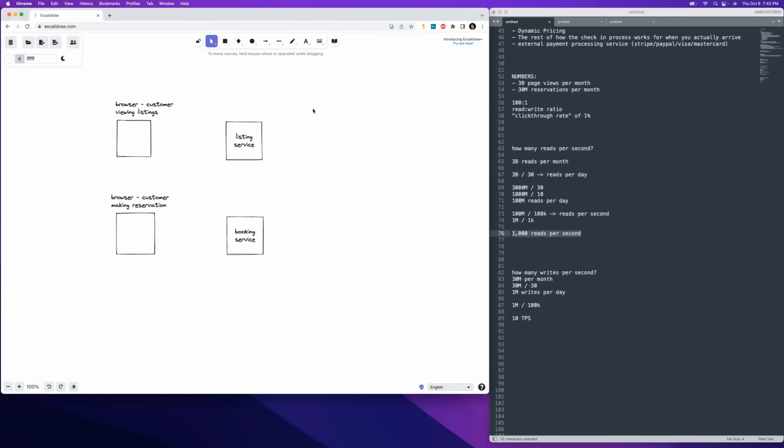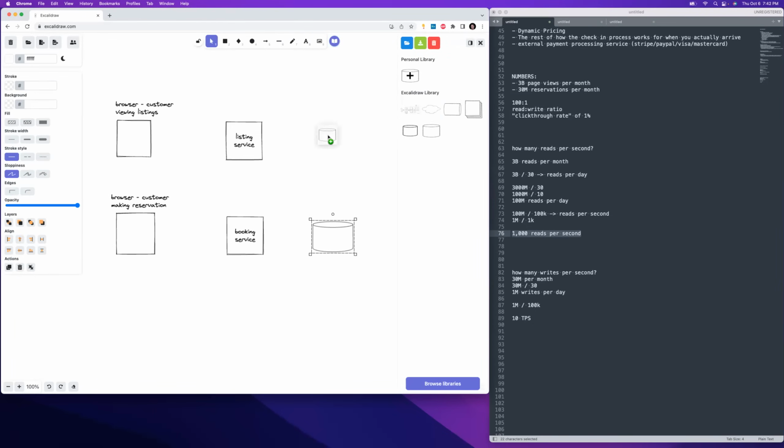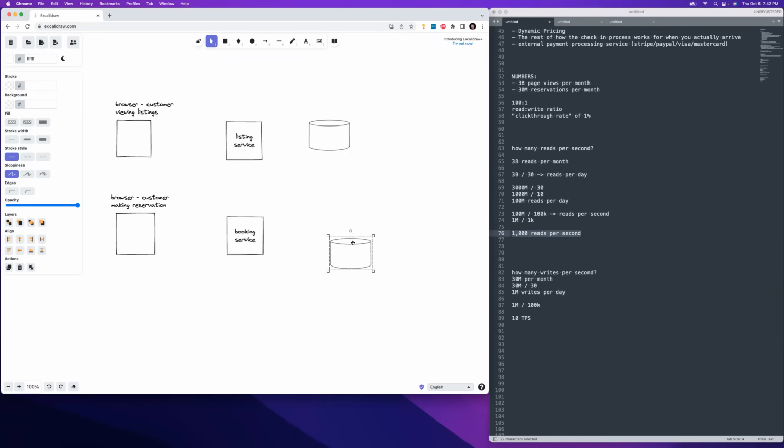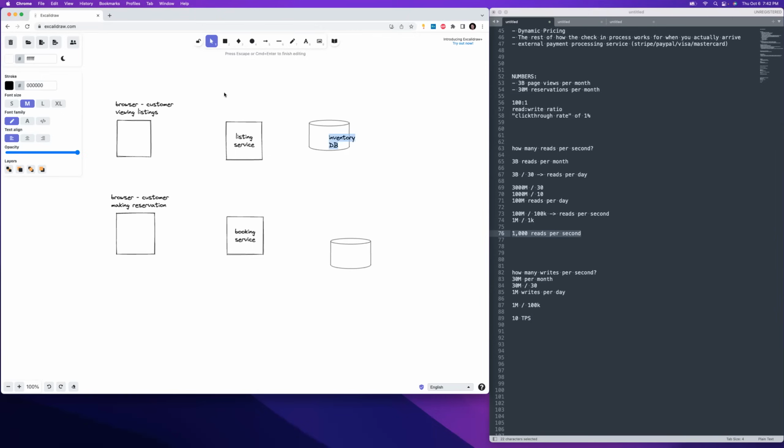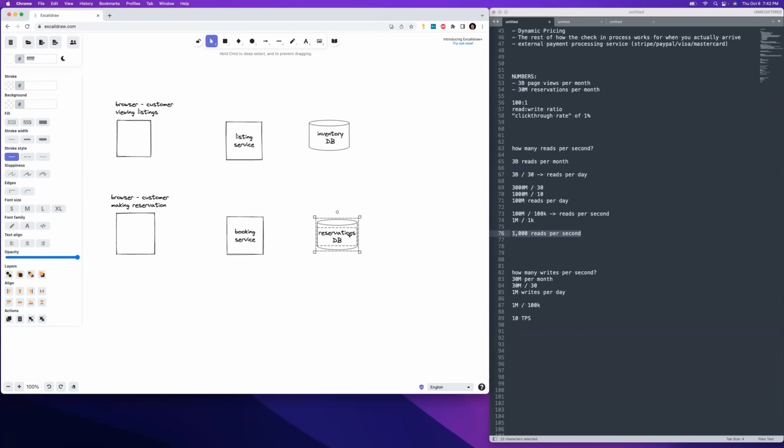And then we're going to need to have our data stores. So I'm going to have an inventory database. We want to know how many rooms are available. And then we're going to have the actual reservations as well. So B for reservations. And then we're going to have the listings. We're going to have the inventory DB. And then we're going to have our reservations DB, which is for when they've made their actual payment.